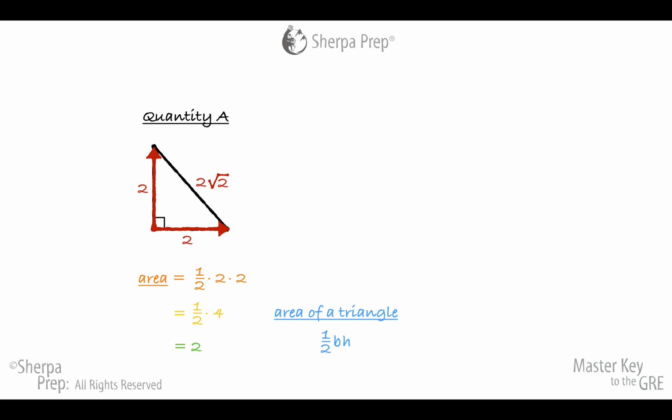Now, as a next step, let's go ahead and sketch out our triangle for quantity B. Remember, an equilateral triangle? That means all the sides are the same, and the angles inside are all 60 degrees. So if all the sides have a length of 2, our equilateral looks like this. And as we can see, our triangle has a base of 2. The trick, of course, is going to be to find a way to get the height.